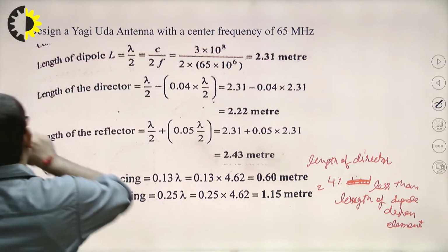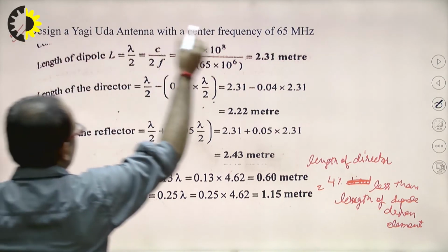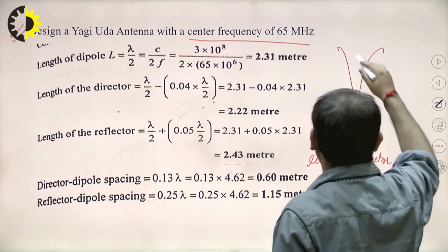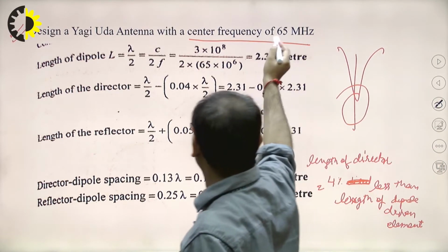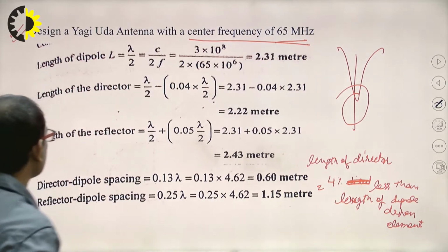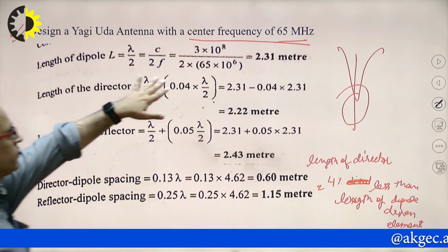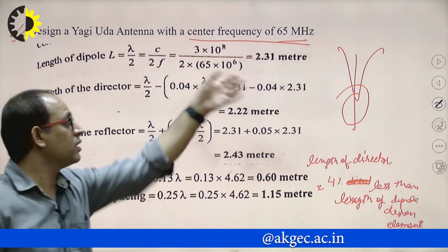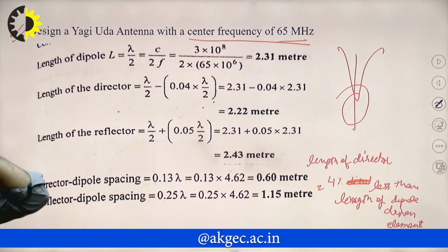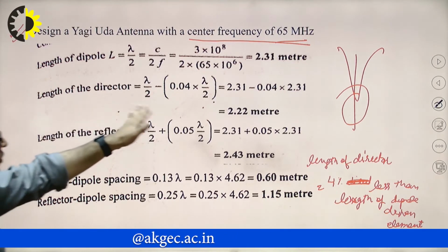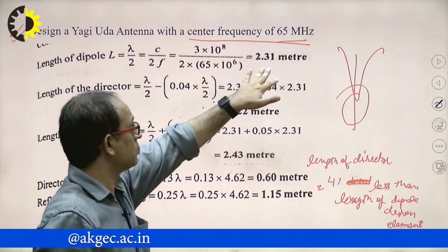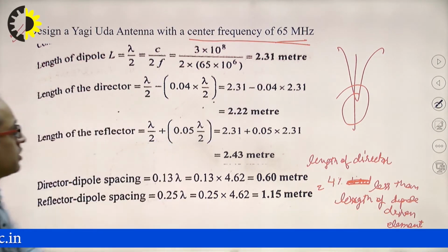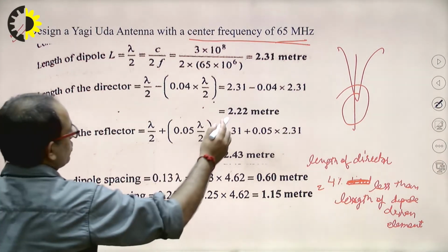Now see, if I want to design a Yagi-Uda antenna with a center frequency of 65 megahertz, meaning it should radiate at 65 megahertz, then f will be 65. Put this value: length of dipole is lambda by 2, c by f, that is equal to this. You will get the length of the dipole as 2.31 meter. Now we want to find the length of the director, which will be 4% less than the length of the dipole, that is 96% of 2.31, which comes out to be 2.22 meter.